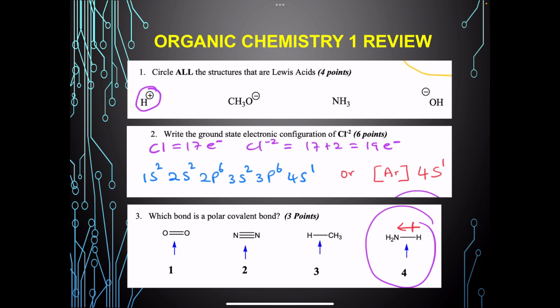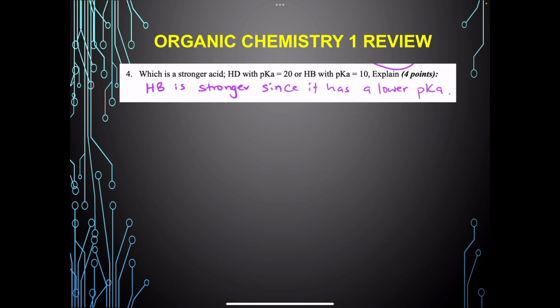So number 4 is the answer. Question 4. Which is a stronger acid? An acid, Hd with a pKa value of 20 or Hb with a pKa value of 10.